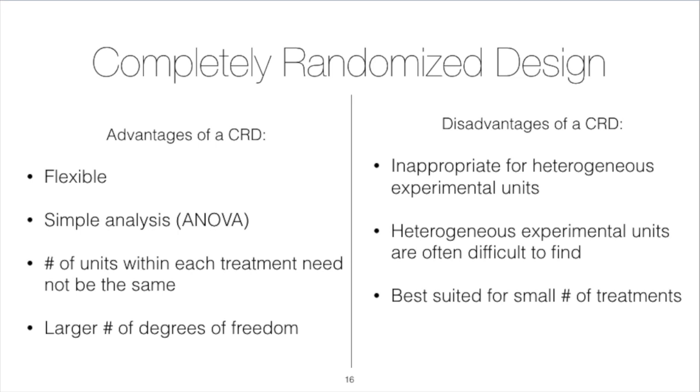So often there are things that are different about units that we can't quite detect. And if we apply a completely randomized design, say using one-way ANOVA, we might be making an assumption that they're homogeneous when in fact they're not. Finally, although theoretically the CRD is flexible with respect to the number of treatments, in practice it is best suited for a relatively low number of treatments because with each additional treatment we lose a degree of freedom.